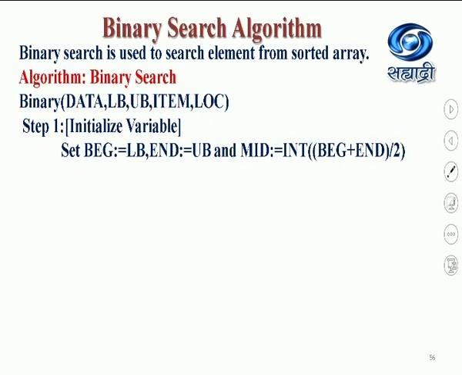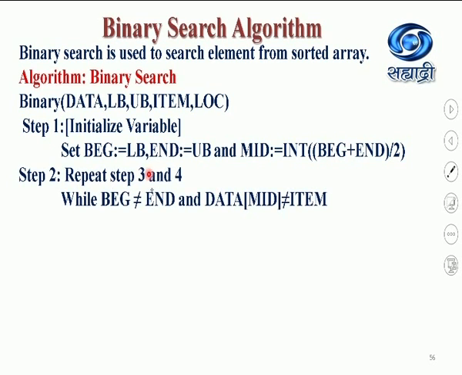First of all, initialize all the variables. Beg will be initialized with LB, end will be initialized with UB, and the mid variable's value you can find with beg plus end divided by 2. Whatever value you get, you have to consider only the integer part. So int is a function which considers only the integral part from the value which you get after this addition. Okay, you have to repeat steps 3 and 4.